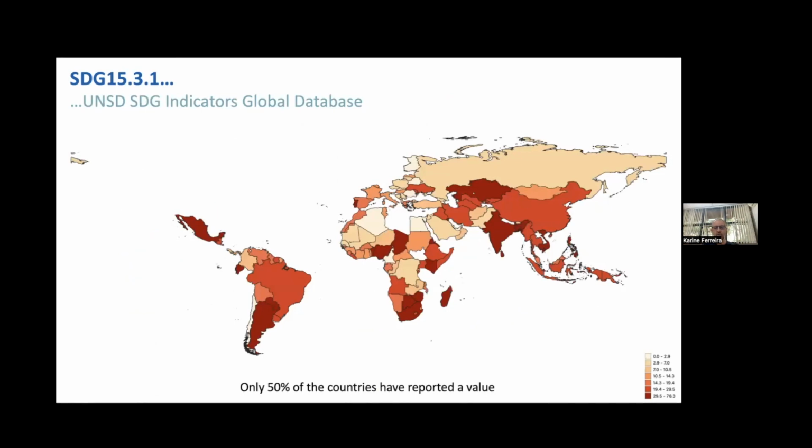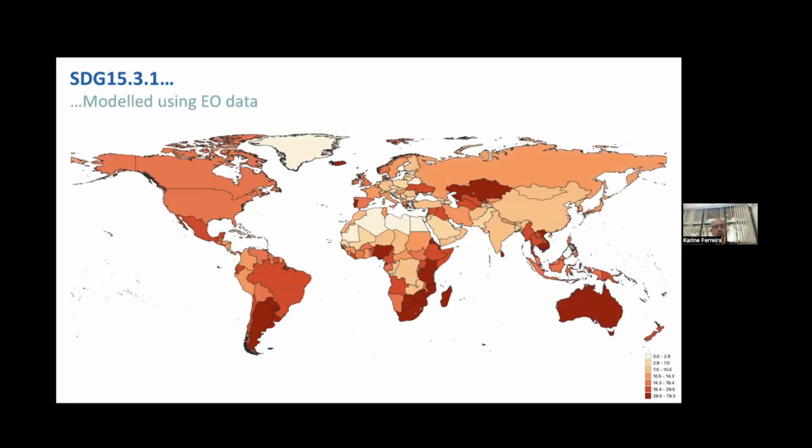So just to show you the benefit of this approach we've tested. If you look at the official SDG indicator global database maintained by the United Nations Statistical Division, for the SDG 15.3.1, more or less 15% of the countries have reported the value. So you see there are a lot of gaps in the map. But thanks to our methodology, we've been able to complete the database somehow. So now we have a full picture. We have all the countries around the world because we've been able to run a global model for land degradation.